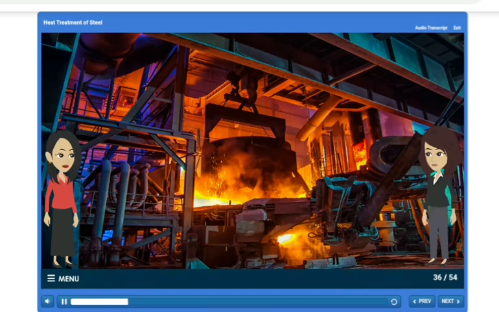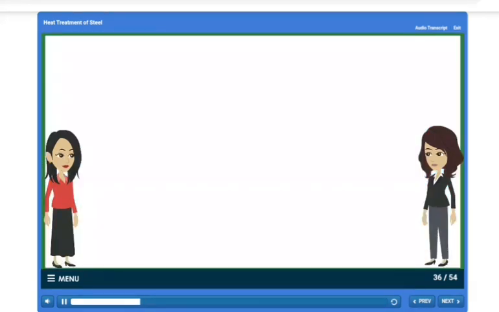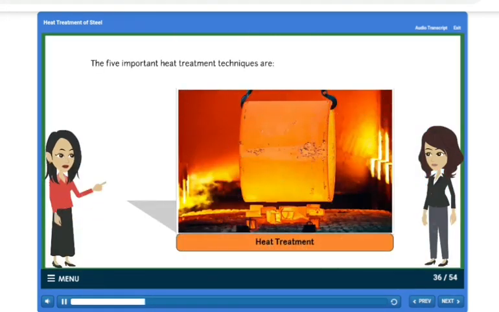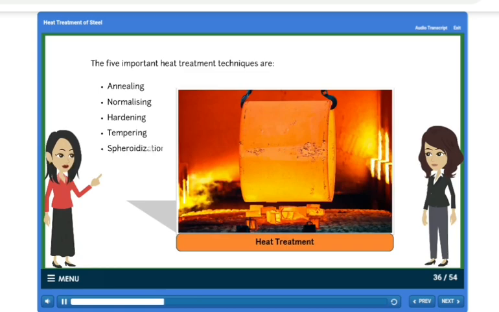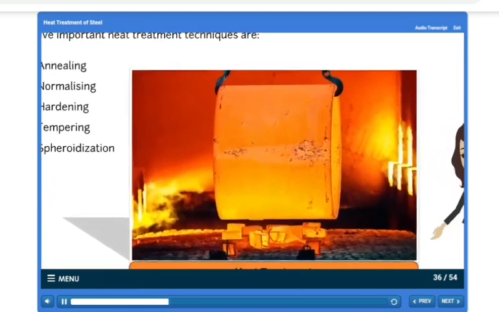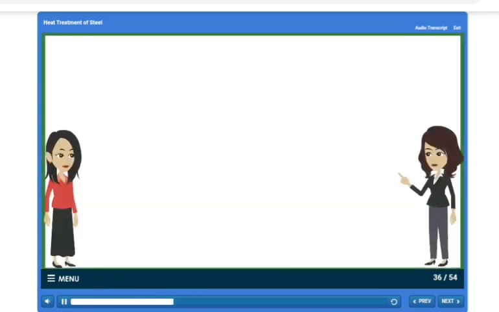Hi Smitha. Hello, Reena. Could you please tell us more about the heat treatment techniques? Sure, Reena. The five important heat treatment techniques are annealing, normalizing, hardening, tempering, and spheroidization. Okay, please explain them further.